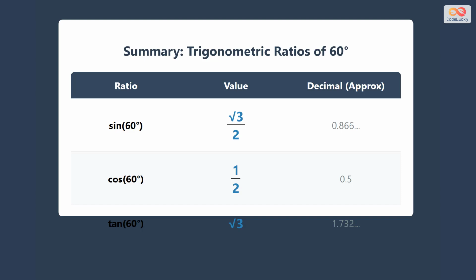Here is a summary of the exact values we derived. Sine 60 is square root of 3/2. Cosine 60 is 1/2. And tangent 60 is the square root of 3. Memorizing these is good, but remembering the triangle with sides 1, 2, and root 3 is even better because it allows you to derive them anytime you need.